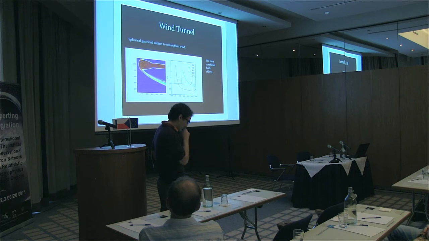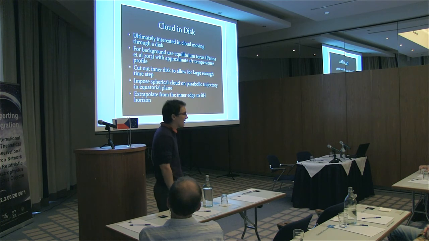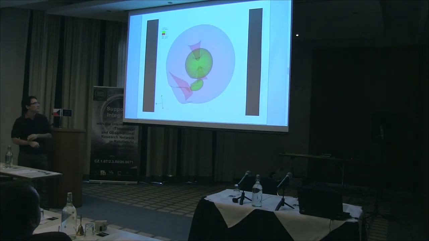Okay, so we take the cloud, we impose it on a parabolic trajectory in the equatorial plane, run the simulation, see what's happening at the inner boundary of our simulation, and then we want to extrapolate down towards the black hole.